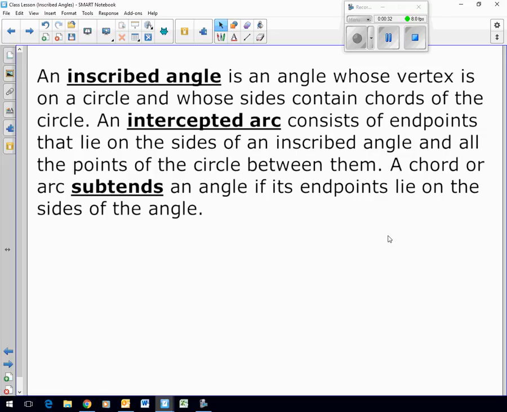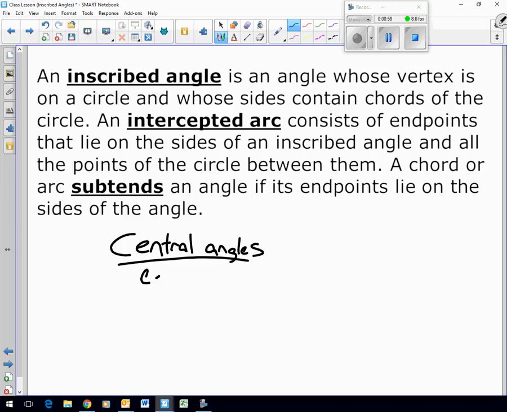Alright, an inscribed angle is an angle whose vertex is on a circle and whose sides contain chords of the circle. So we got a big thing here: central angles versus inscribed angles. This is the big one in this unit, okay? Central angles are in the center. How do we create them? By using the center point. Two radii come together, right? Radii meet.